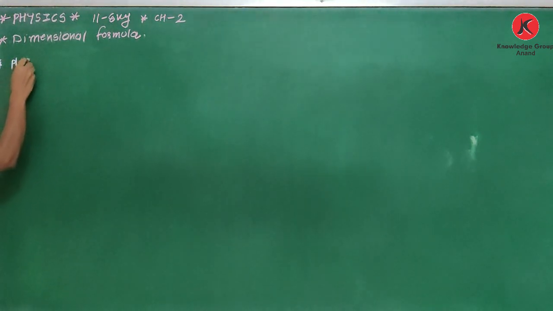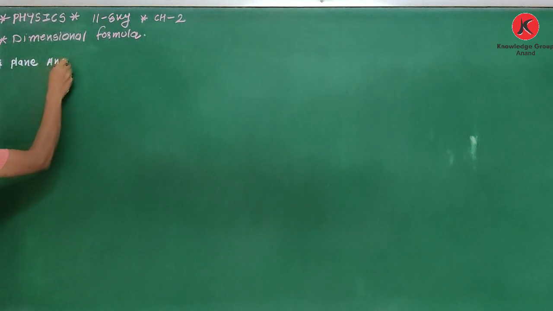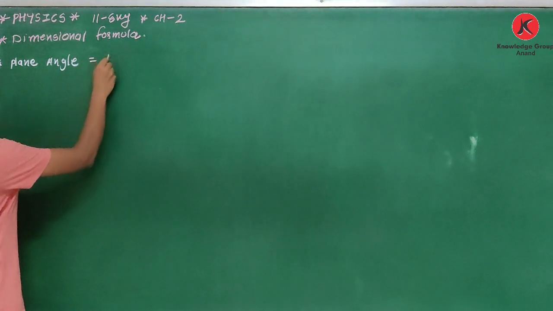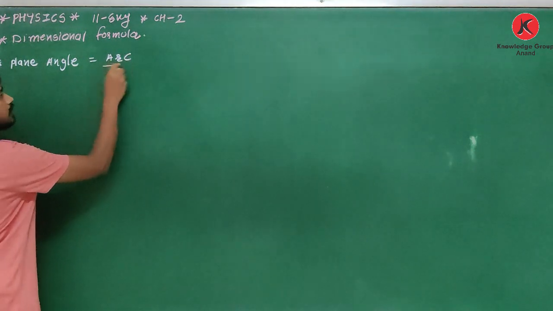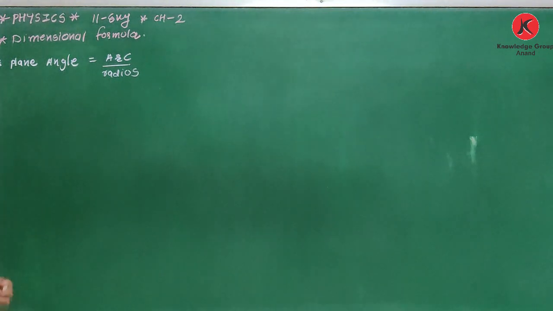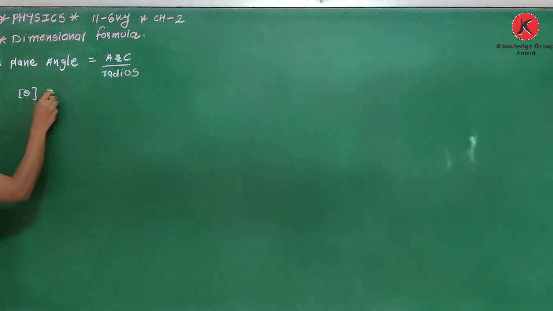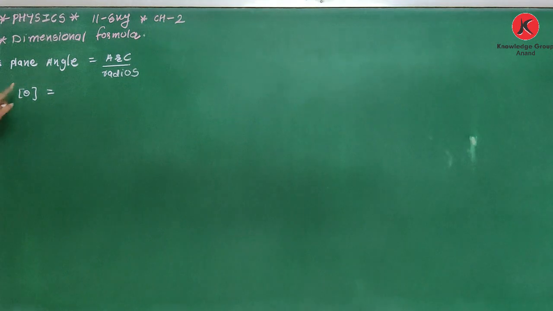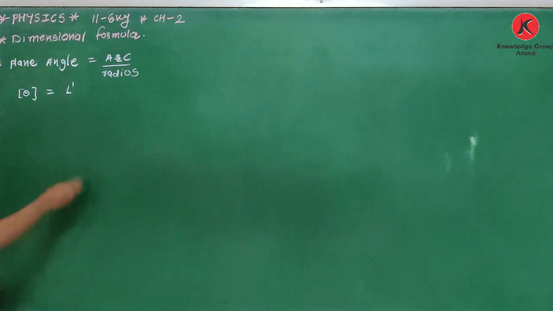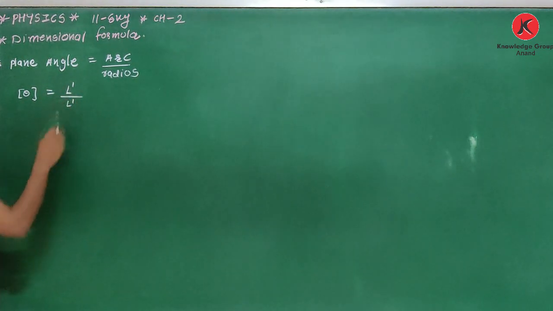Plane angle. We know that plane angle, what is its definition? Plane angle is equal to arc upon radius. We know its equation. So what is the dimensional formula of plane angle? That is theta. Plane angle is arc upon radius. Arc means it is nothing but distance, so its dimensional formula is L1. Radius is also distance. Its dimensional formula is L1.